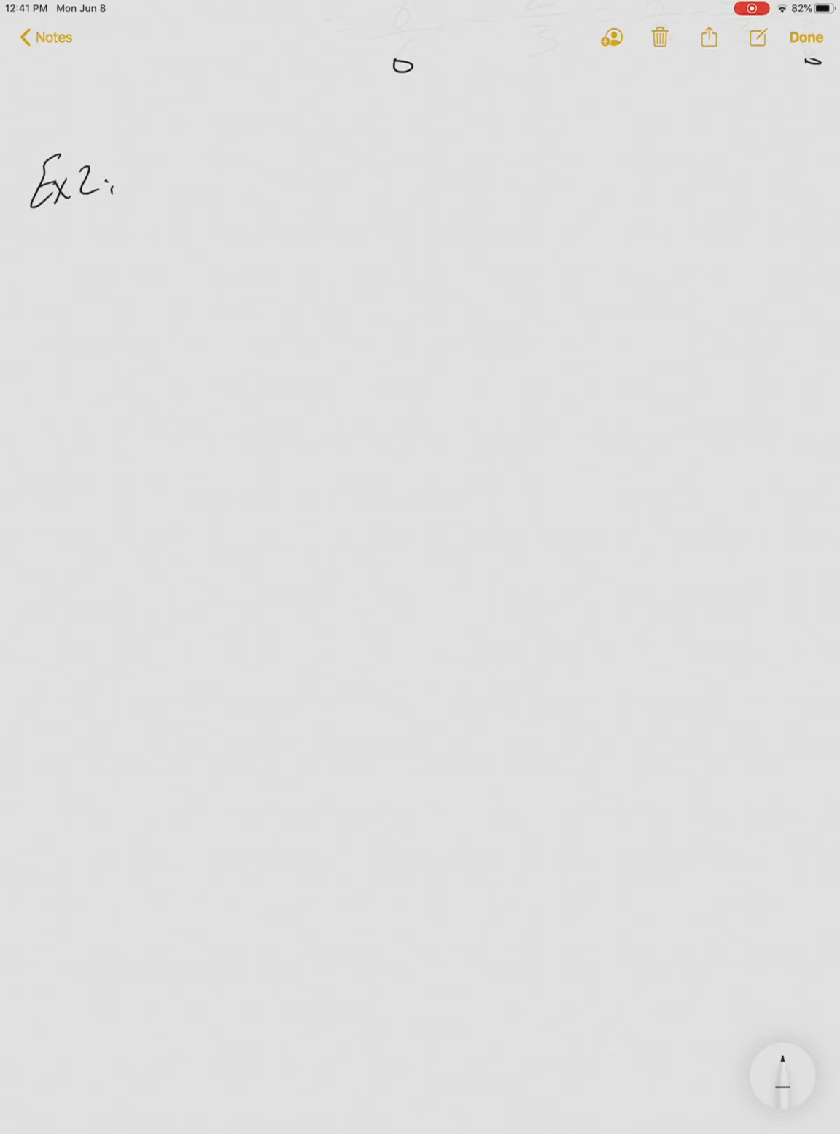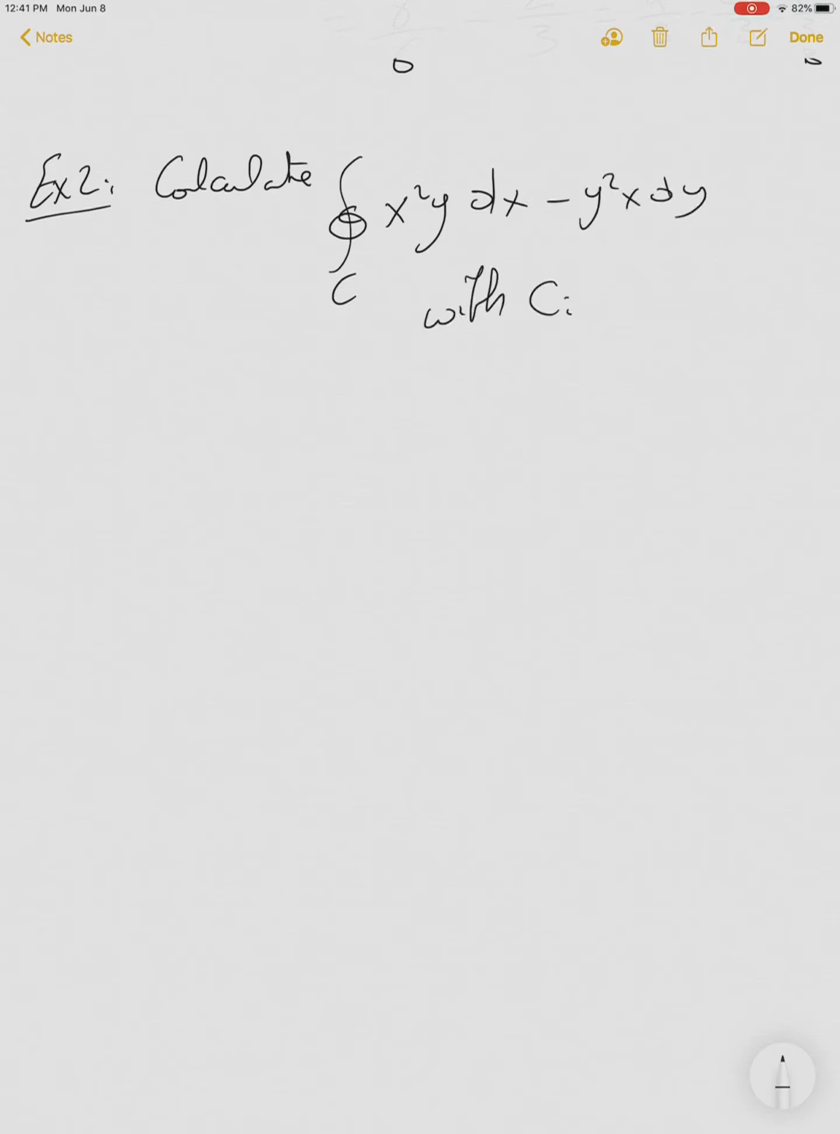Now, example 2. Calculate the integral over C of x squared y dx minus y squared x dy, with C the circle x squared plus y squared equal to a squared, anti-clockwise. You see the orientation? Anti-clockwise.